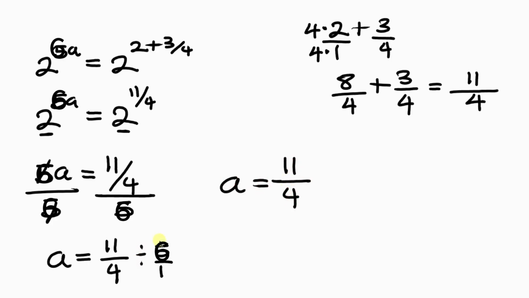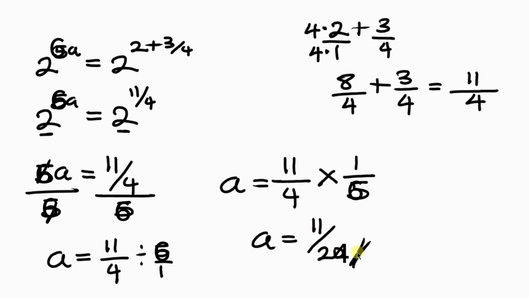Now change this to multiplication by writing the inverse of 5 all over 1. The inverse of 5 all over 1 is 1 all over 5. Very good. So our final answer will then be 11 times 1 is 11 all over 4 times 5 is 20. And this becomes our final answer.